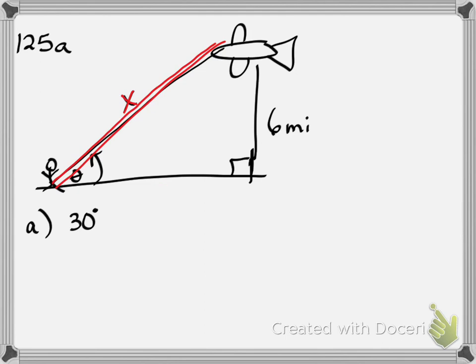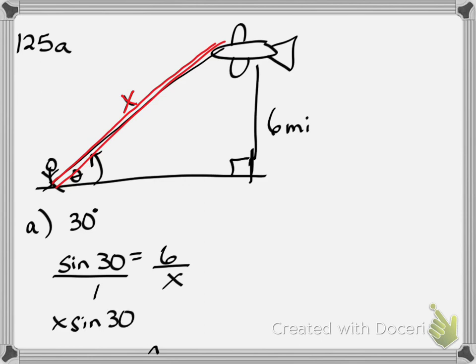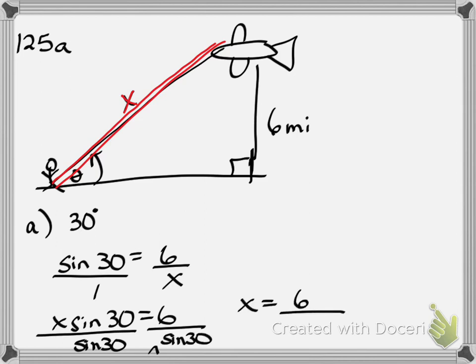We are looking for x. This is right triangle trig. We're going to find the, not the tangent. Oops. We're going to find the sine of 30 degrees equal to the opposite over the hypotenuse. We will cross multiply. We will divide both sides by the sine of 30 to get x by itself. And in our calculator, we'll do 6 divided by the sine of 30 degrees.